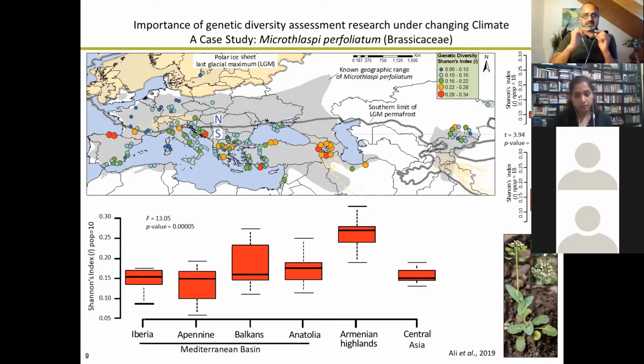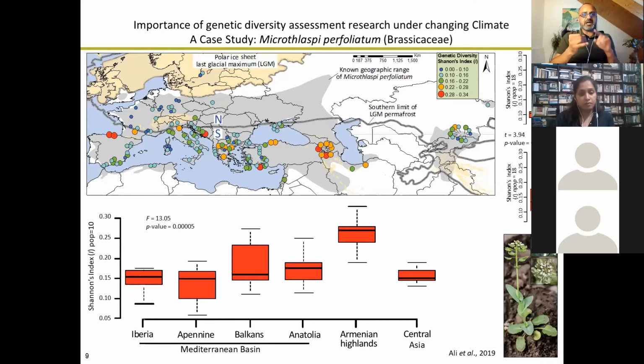And you see all these red or orange circles are basically in the south of a particular line. That line is called the glacial line. Up to that line, all parts of Europe and Asia were glaciated until about 10,000 years ago. The glaciation that we call the ice age started about 2 million years ago, and it continued until about 10,000 years ago. So all these populations are in the south of that line. It means these are the diversity-rich areas. But again, these are the areas which are more threatened by climate change.